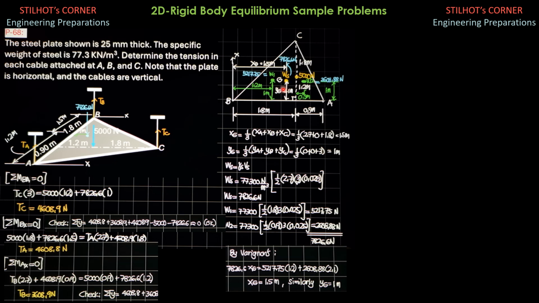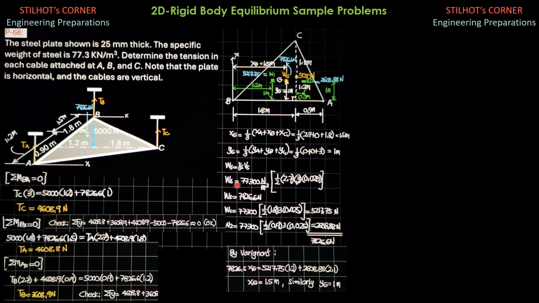If we treat this as a right triangle, the location of the centroid is 1/3 of the height, which is 1. And for this second right triangle, 1/3 of 3 is also 1. So obviously, there's no need to apply Varignon's theorem, but if you apply it, you can still derive that YG is 1 meter for this triangle.